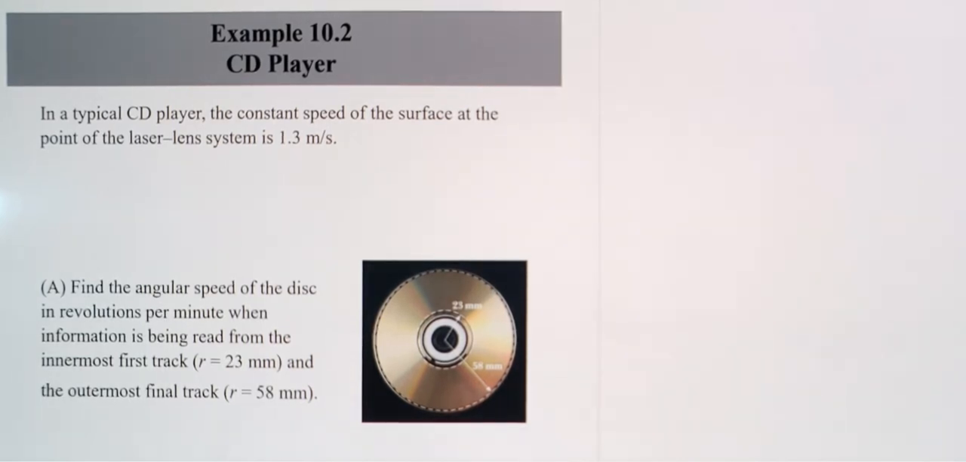In a typical CD player, the constant speed of the surface at the point of the laser lens system is 1.3 meters per second. Find the angular speed of the disk in revolutions per minute when information is being read from the innermost first track, R equal 23 millimeters, and the outermost final track, R equal 58 millimeters.